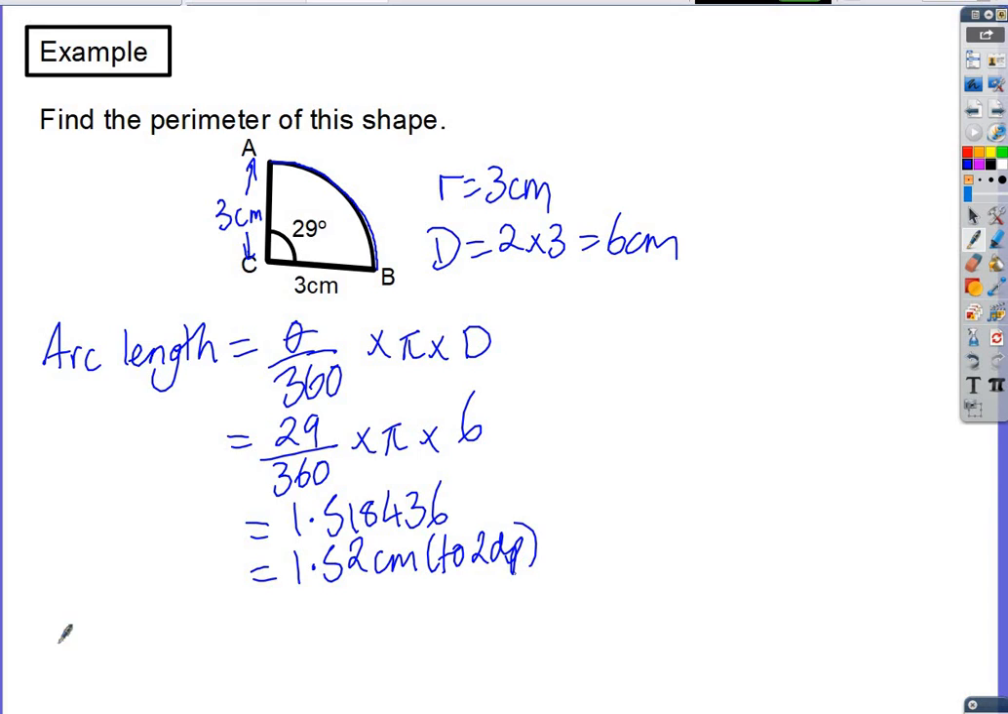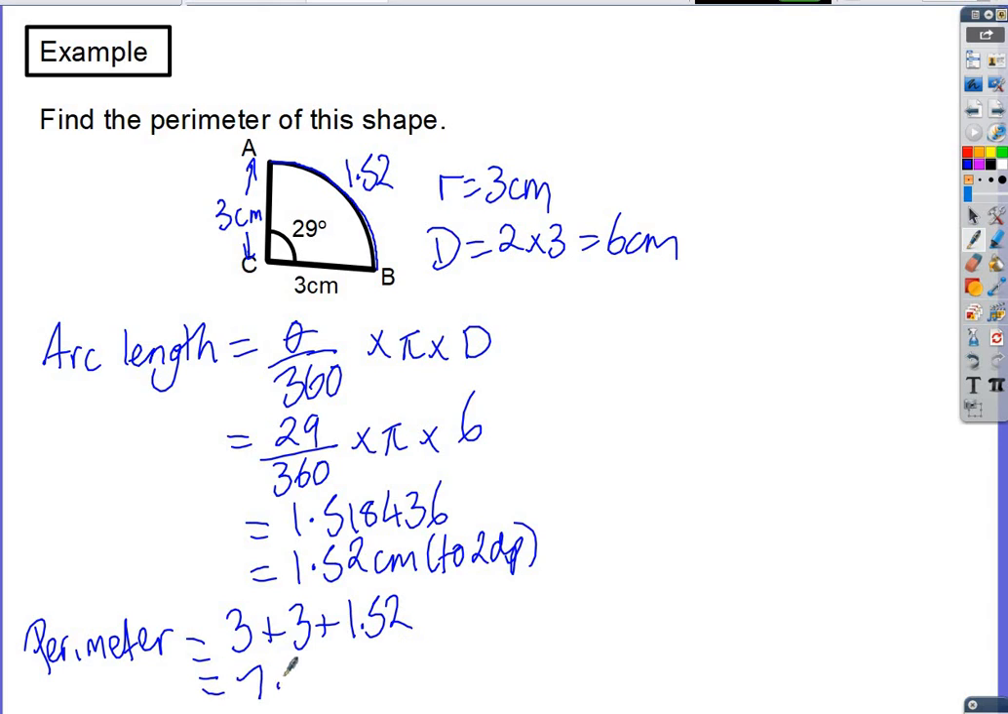because I know that to work out the perimeter, what I now need to do is add up all of these lengths here. So it's going to be 3, add 3, add 1.52, which gives an answer of 7.52 centimetres. And there we've answered quite a few different approaches where we need to use the formula for arc length. So now I'd like you to hopefully try out the questions and do well. Well done.